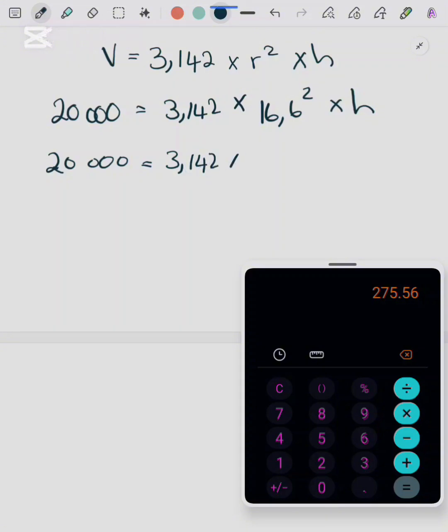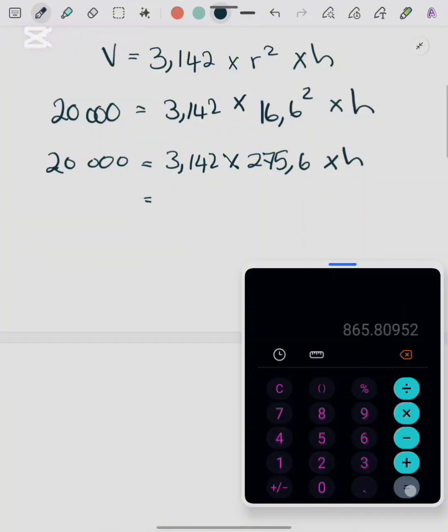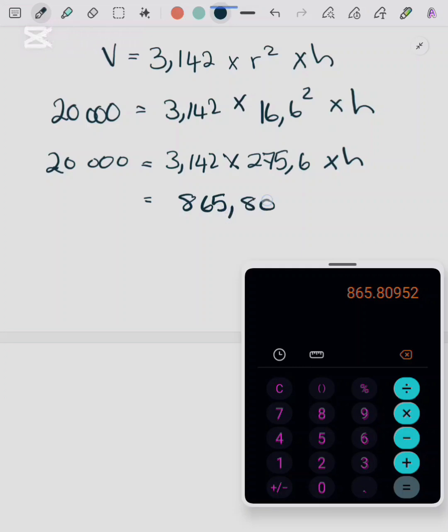3,142, I fill into 275,6 times height. Okay, you may be asking yourself, do you have to show these separate steps, or could you also straight away multiply that with 3,142? And you can just do that, but it's always good to show your steps in case there's a mistake somewhere. Then your marker knows you can continue on and just penalize you 1 mark. Okay, I get 865,80952 times height is 20,000.